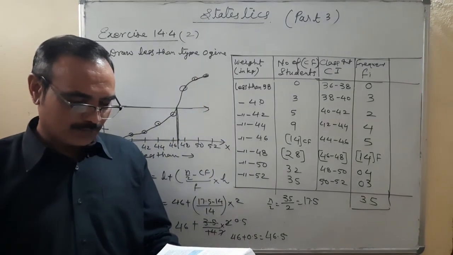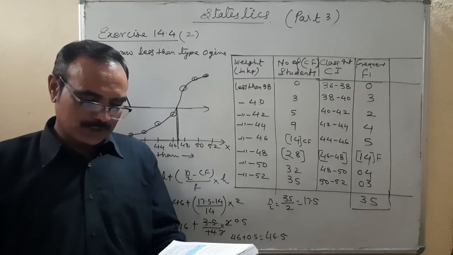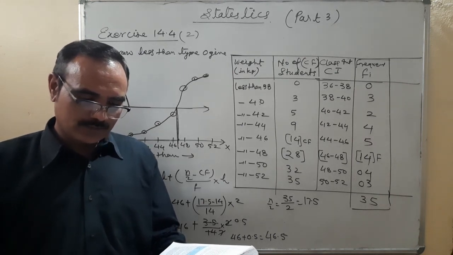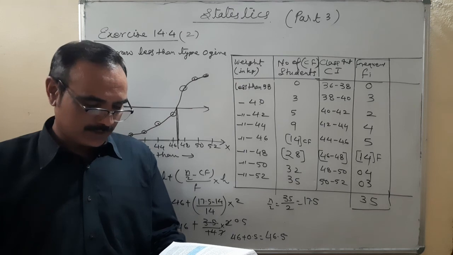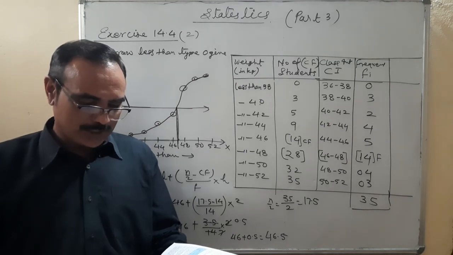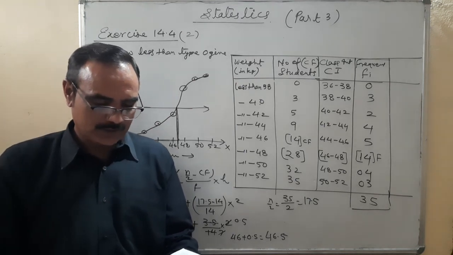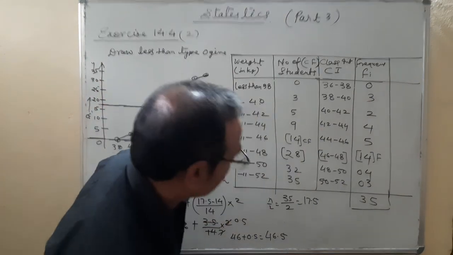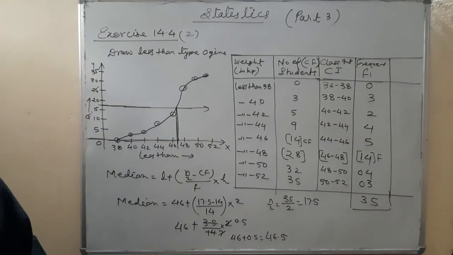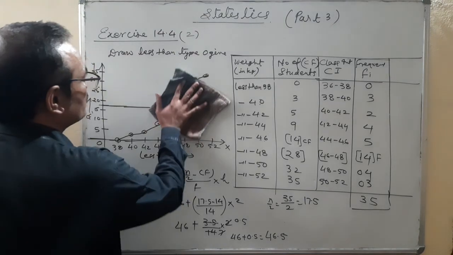One question is given. The following table gives the production yields per hectare of wheat of 100 farms of a village. Change the distribution to a more than type distribution and try it. This is also the same type of question. By the way, now you have understood the concept of this type of questions.